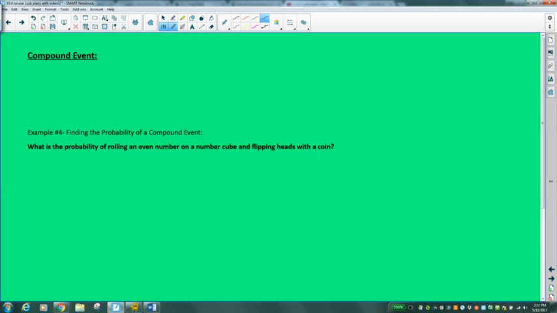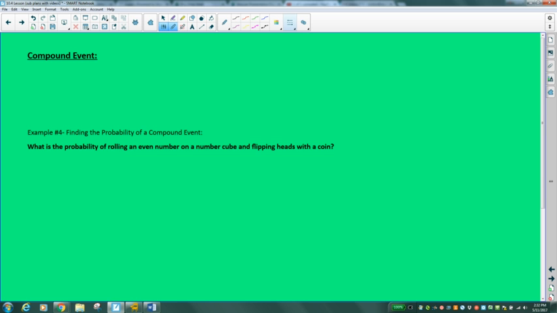All right, our next vocabulary word is compound event. And this is kind of what the whole chapter is looking at. So we talked about the different events. We know two different principles. We know the fundamental counting principle as well as using the tree diagram that we can use to find the total number of outcomes. So when we have a compound event, compound simply means more than one.